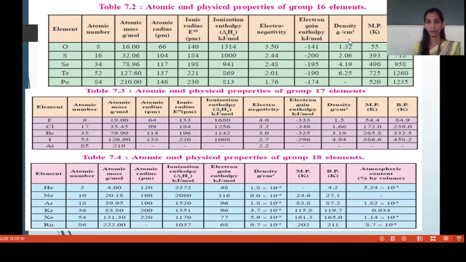In group 16, the density goes on increasing from top to bottom. Group 17 also has an increasing order of density, while the melting points of all of these go on increasing from top to bottom in groups 16, 17 and 18.